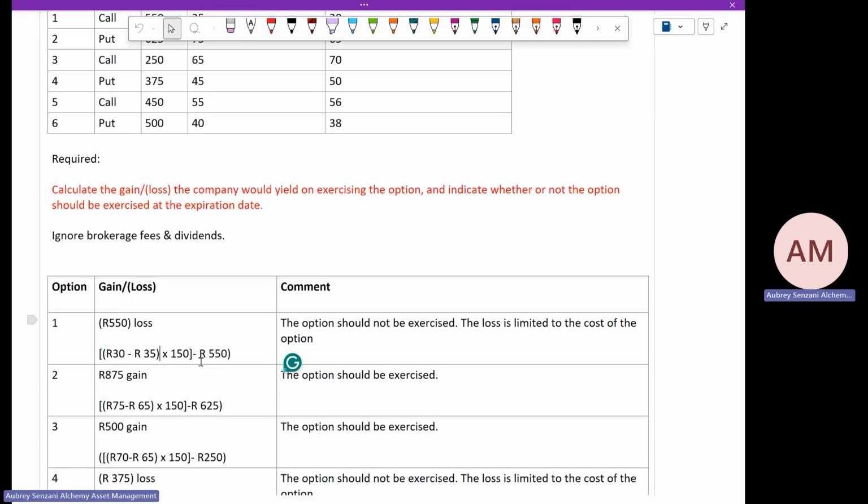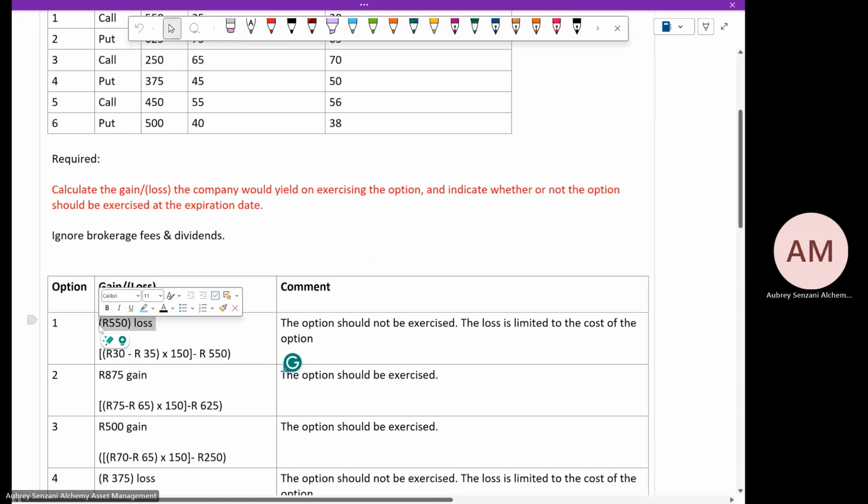So here, can you see we've written, I'm going to highlight it, 550 loss. Why? Because we spent the premium for the option. So we're accepting we're not going to execute, and we've lost our money on buying this option. And in the comment, it says the option should not be exercised because there's no value in it. The loss is limited to the cost of the option.